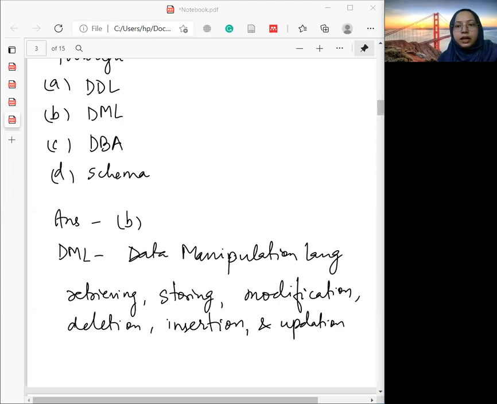I'm telling you what does this mean. DDL is data definition language. Means it is concerned with the creation of database like create, drop, alter, truncate, comment, rename. These are the commands comes under the DDL. And DBA is database administrator. Function of DBA includes schema definition, storage, structure, and access method definitions. And the schema refers to the organization of data as a blueprint of how the database is constructed. That is why the option number B is correct. So answer will be option B.